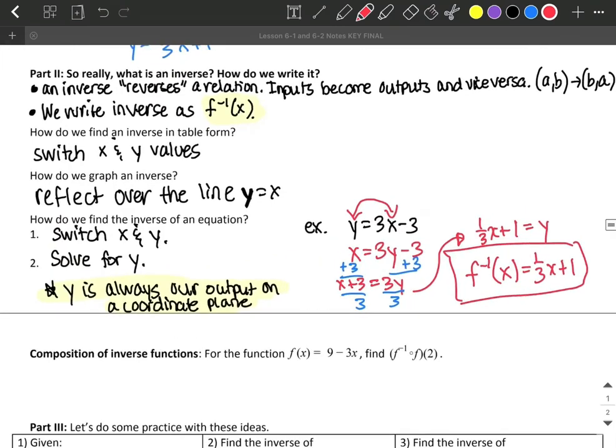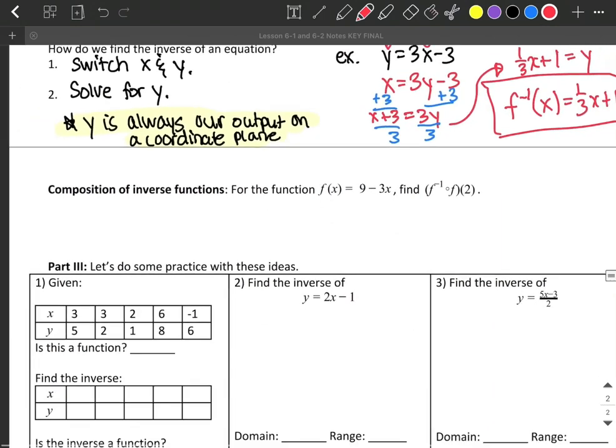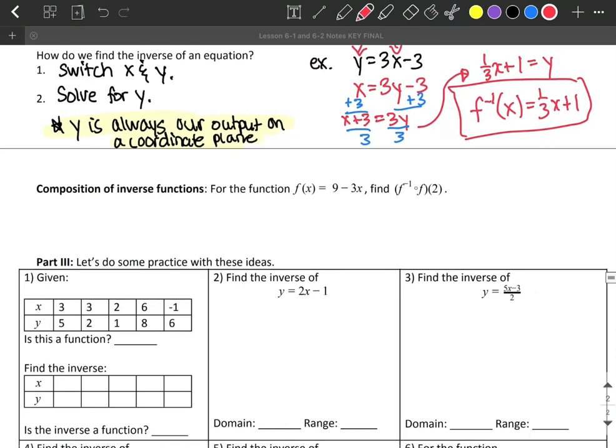All right, then I want to do the composition of inverse functions. There's something special about the composition of inverse functions. We've been given this function f of x is equal to 9 minus 3x. In order to find the composition of the function and its inverse, we're going to have to find what the inverse is. So I'm going to rewrite this equation using y instead of f of x, so I have a y to switch my x with. I have y is equal to 9 minus 3x. That's my original function.